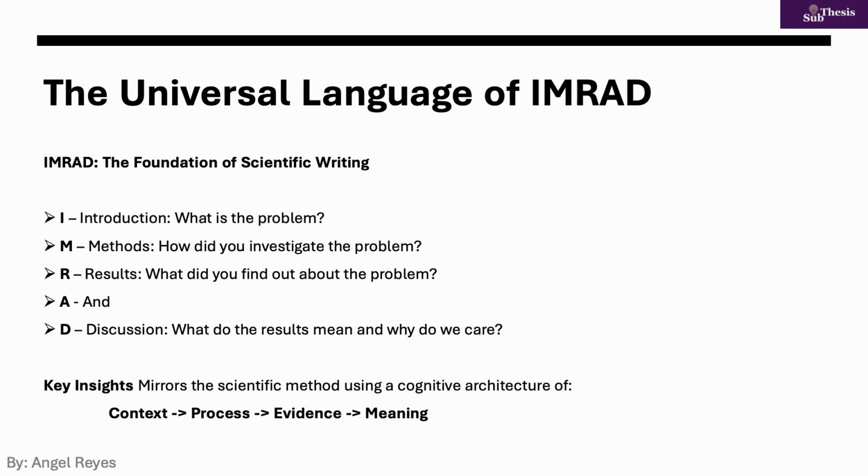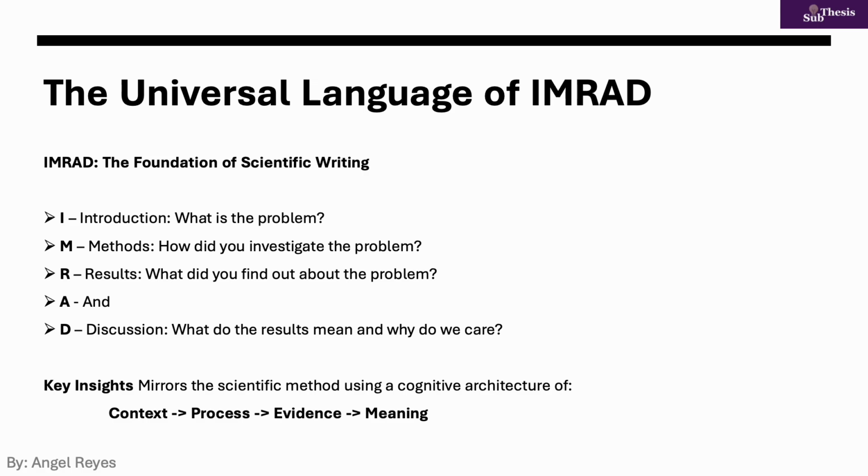Let's begin with IMRAD: Introduction, Methods, Results, and Discussion. This structure dominates scientific publishing for a powerful reason. It mirrors the scientific method itself. The introduction asks, what's the problem and why does it matter? It's your opportunity to convince readers that your research addresses something significant. Methods answers, how did you investigate this? Providing the recipe others need to evaluate and replicate your work.